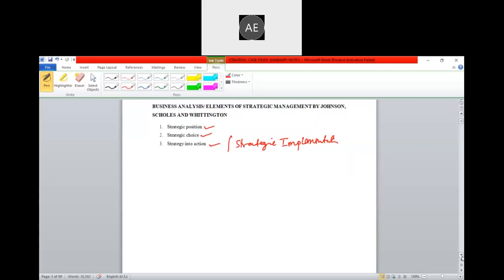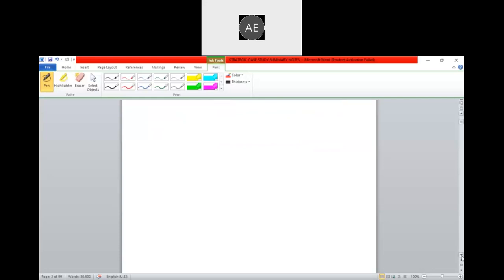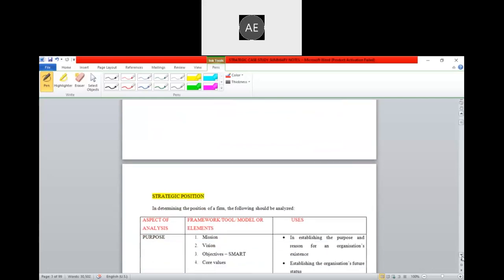And this forms about 60 to 70% of your syllabus. If you're able to go through these issues, the strategic position issues, the strategic choices issues, as well as the strategic implementation or strategy into action issues, in fact, I would say you are already passing the paper. These are the very important issues in the syllabus. So you start with the strategic position issues.